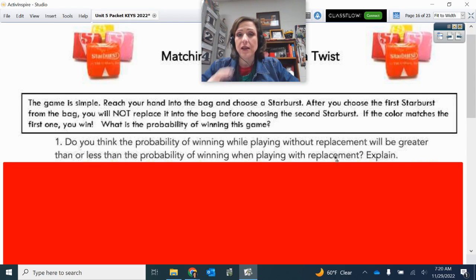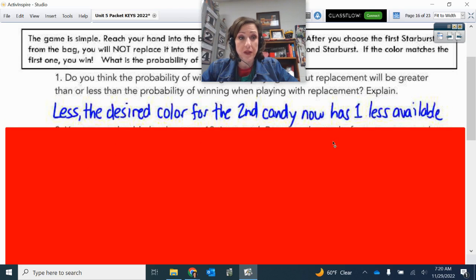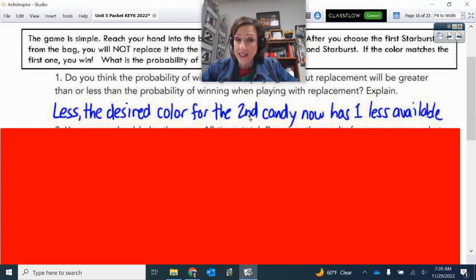But what happens if you pull the first one, it's red, and then you set that aside and do not replace it? What's the probability of getting another red? Well, what's left in there has only 3 reds out of the 5 in the bag, and 3 out of 5 is 60%. So you have now reduced your chance of getting a red from 67% if you had replaced it to 60%. So I think if you do not replace it, then it's going to be a lower probability of winning. For that second candy, you now have less available, so that's why it's going to be less.